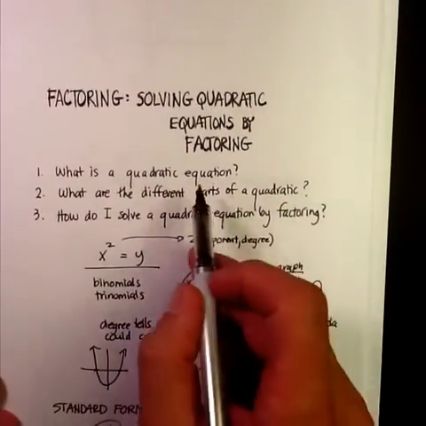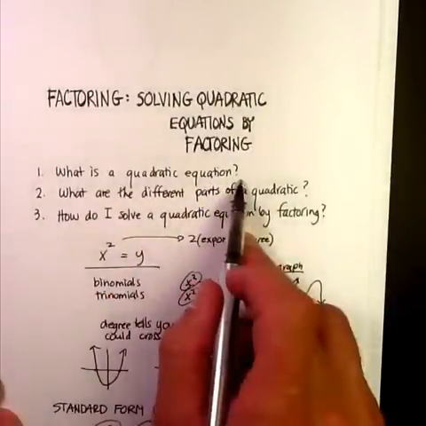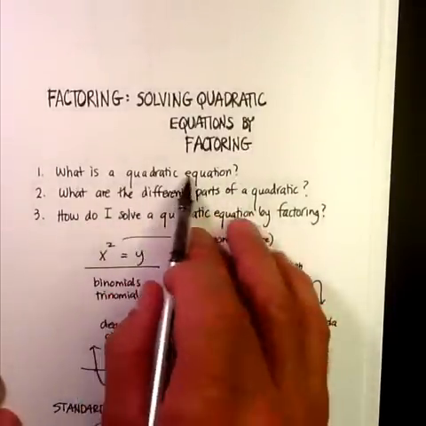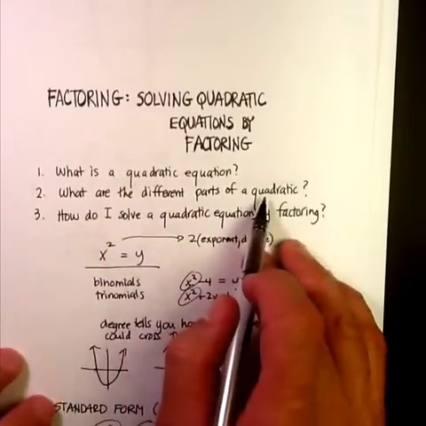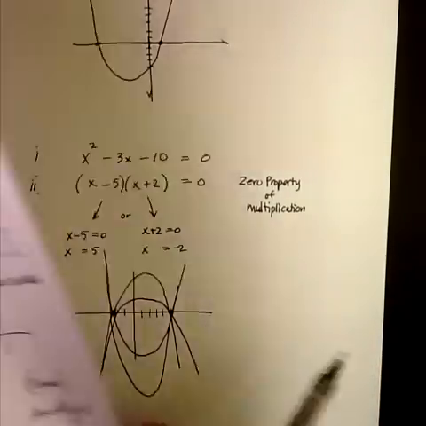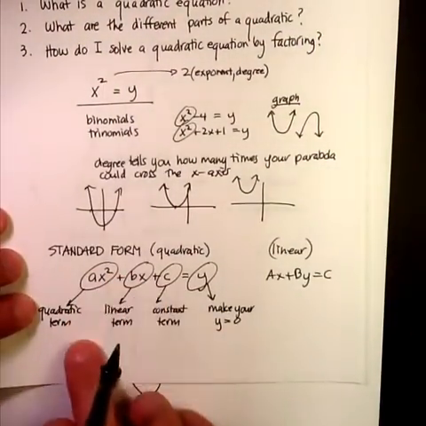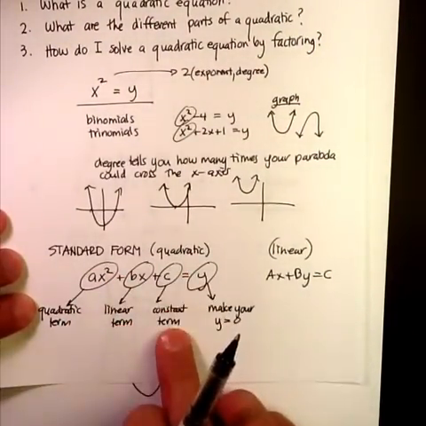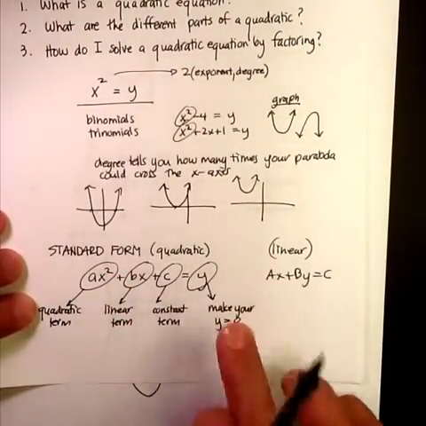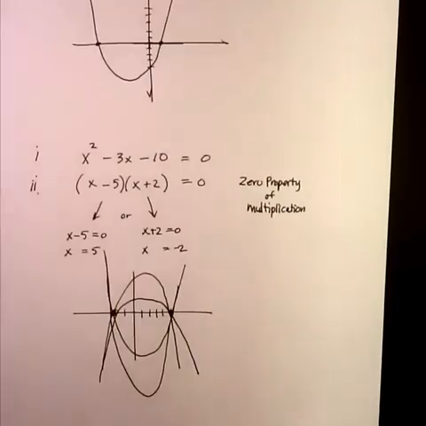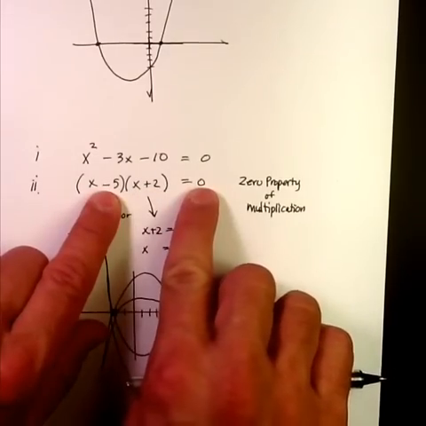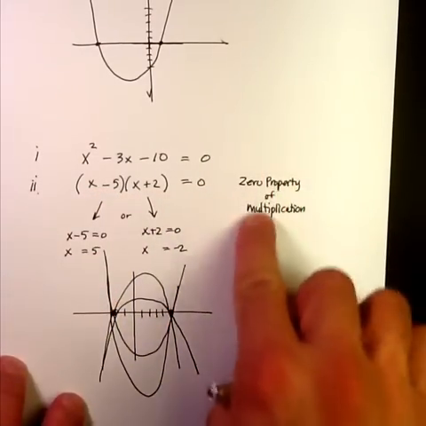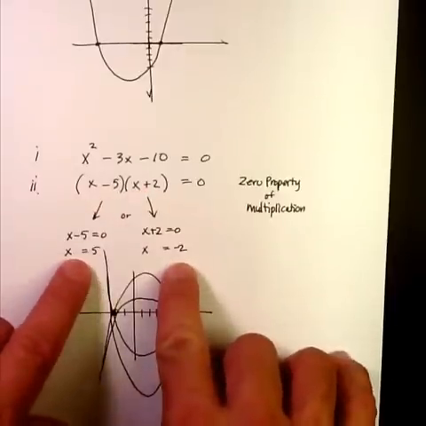Again, a quadratic has a degree of 2, so that's what that tells you. And it also tells you how many times your parabola crosses the x-axis. The different parts are the quadratic term, the linear term, the constant term, and then the y, which you need to make 0. And then finally, how do you solve one by factoring? You solve it by factoring it, and then you make it equal to 0, and then you use the zero property of multiplication to solve where it crosses.